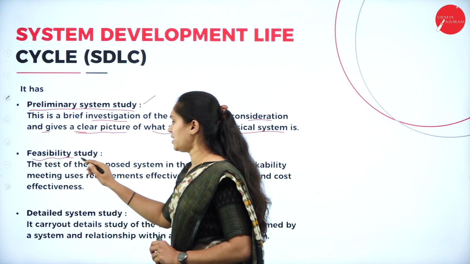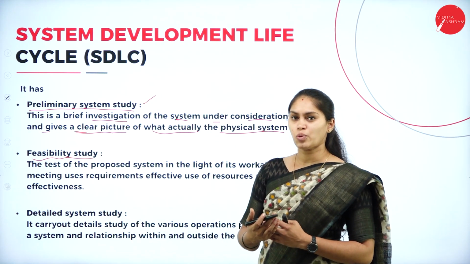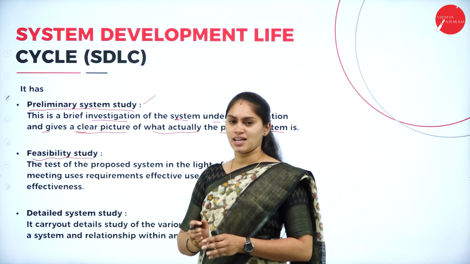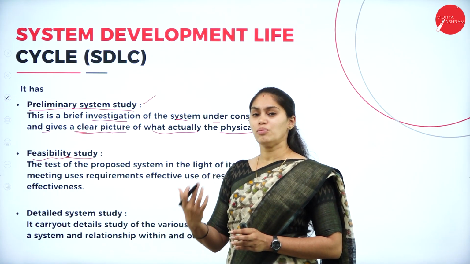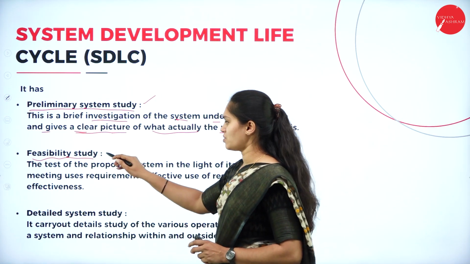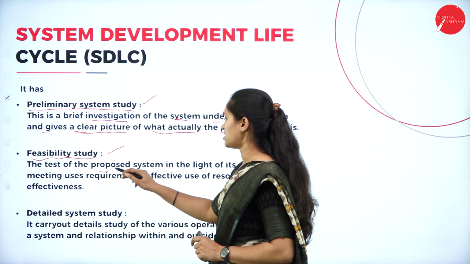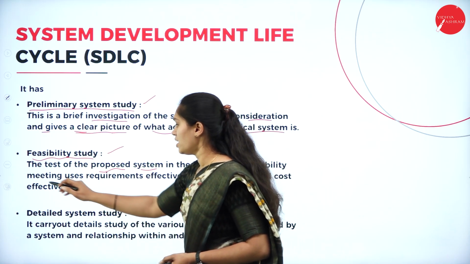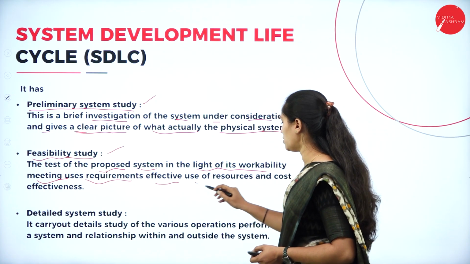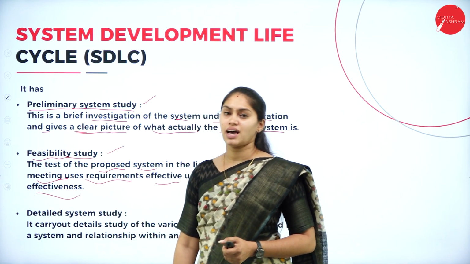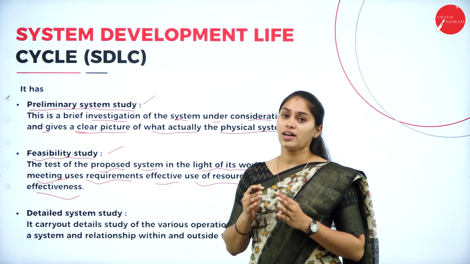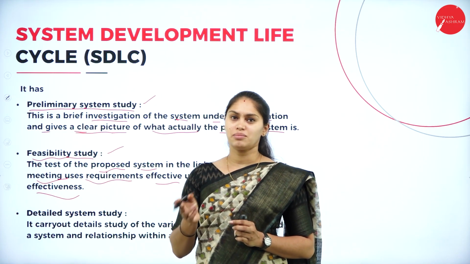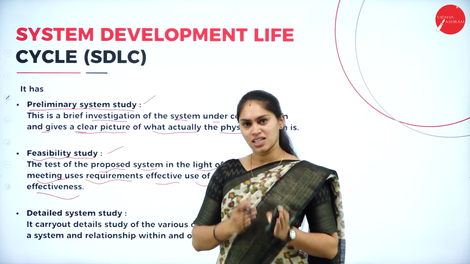Next, we have a feasibility study. In this, we are checking whether it is possible to implement my system under the information system or not. If yes, then how much time and money it requires, and how many human resources I require. Those are the things that come under the feasibility study. It examines the proposed system in the light of its workability, whether it is going to work or not, in meeting the user requirements, effective use of resources and cost effectiveness. I have to think about whether this information system will satisfy the requirements of a customer or not. I'm just checking feasibility, whether it is possible or not.